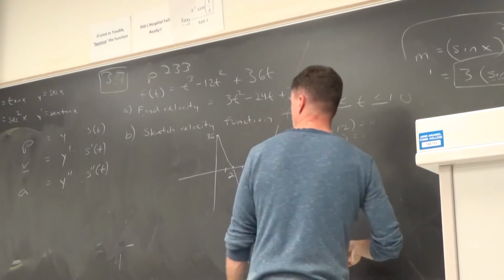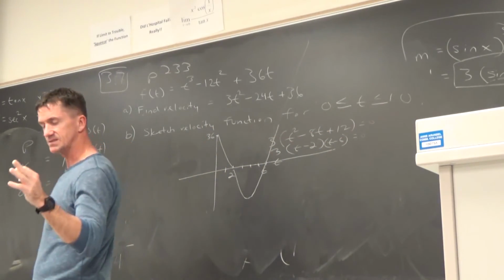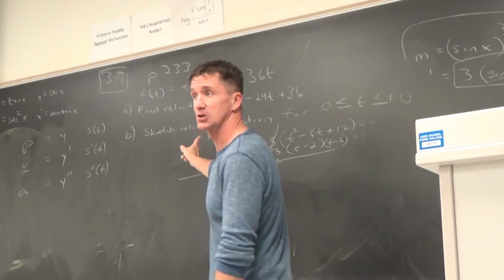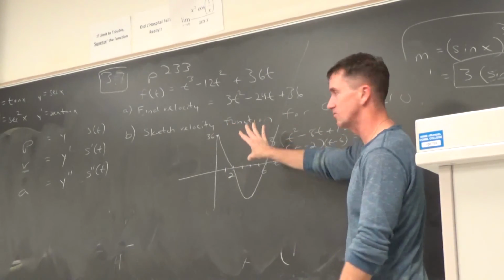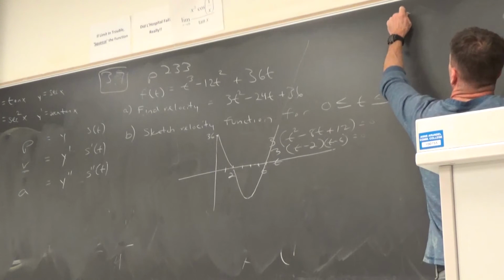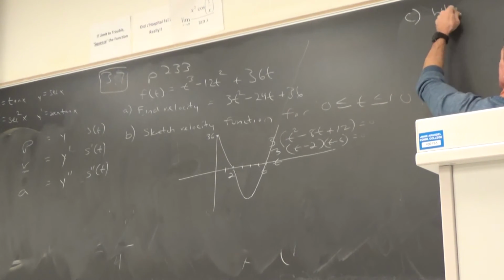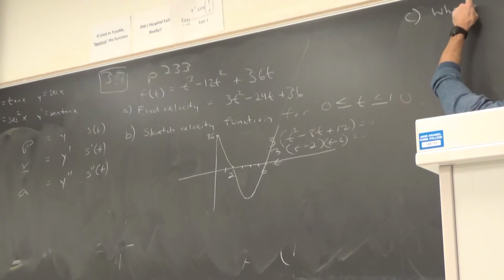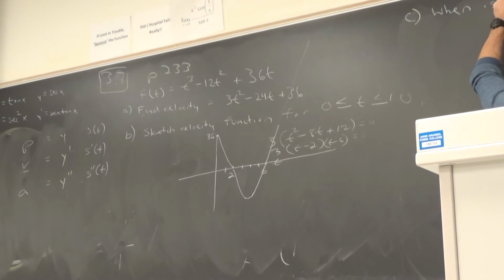So there's the velocity graph. All right. The next thing is, you're going to use this to answer a question. Use this graph. It was made for a reason. Letter C. When is the particle at rest? Use your graph to see this. When is the particle at rest?